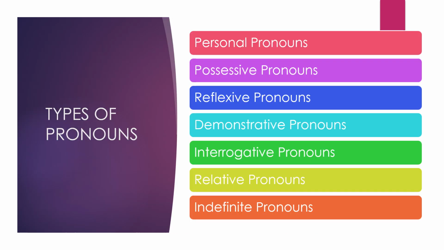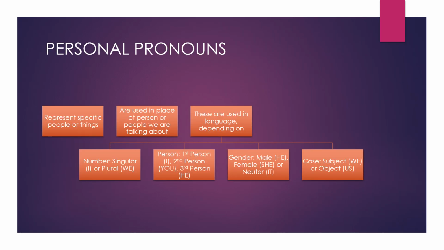So in total, we have 7 kinds of pronouns: personal pronouns, possessive pronouns, reflexive pronouns, demonstrative pronouns, interrogative pronouns, relative pronouns, and indefinite pronouns. Let us discuss each pronoun in detail. The first kind of pronouns that we'll be dealing with are personal pronouns.